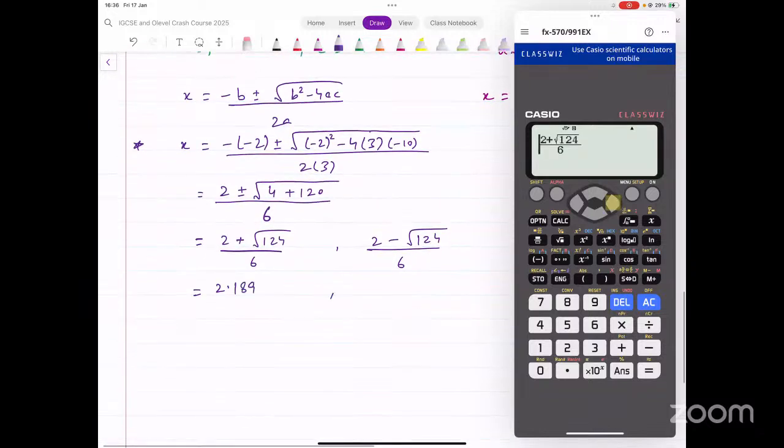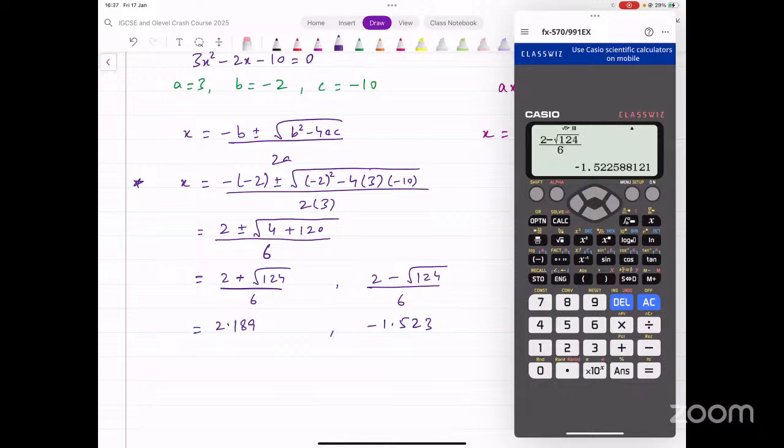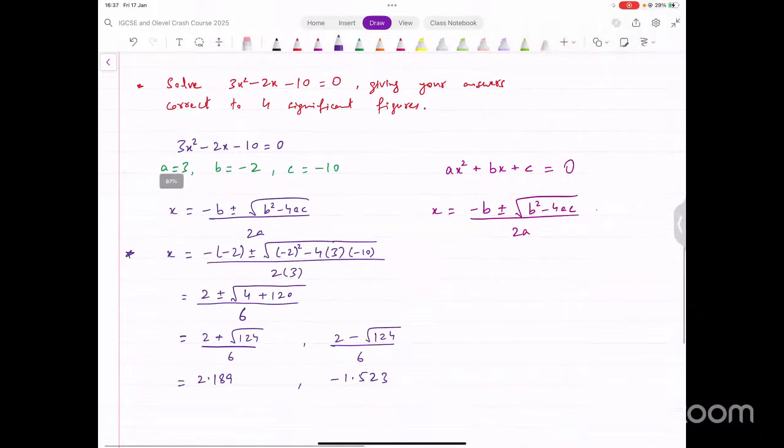And the second one, just change the plus sign to minus sign. And that gives you minus 1.52. Now be careful, it's 258. So the third decimal place is going to be 3 here. And that's the two solutions. These are the two solutions to 4 significant figures. All right. That's how you use the quadratic formula to solve quadratic equations.